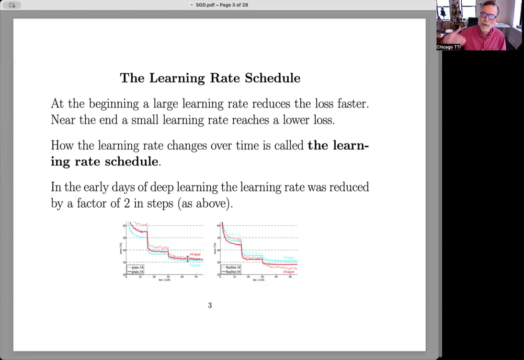But that learning rate, if you just hold it constant, will eventually reach an asymptote, a plateau, which is too high. You want to get the learning rate to go lower. So you reduce the learning rate over time, and this is called the learning rate schedule.